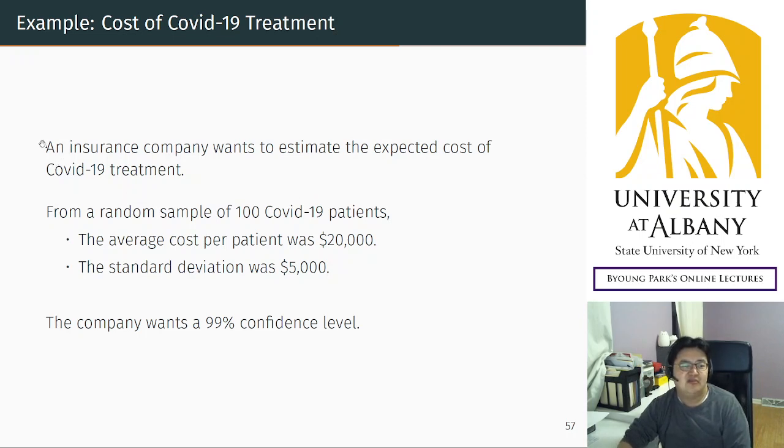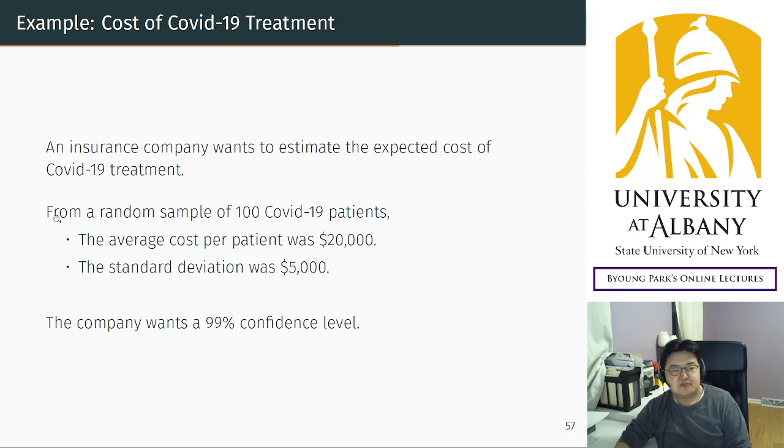Anyhow, let's think about this. Think about, again, there is an insurance company. I don't know how the cost of COVID-19 treatment is shared between the government, the hospital, and the insurance companies. But just suppose that there is an insurance for COVID-19 treatment costs.